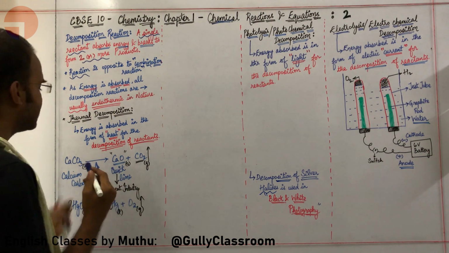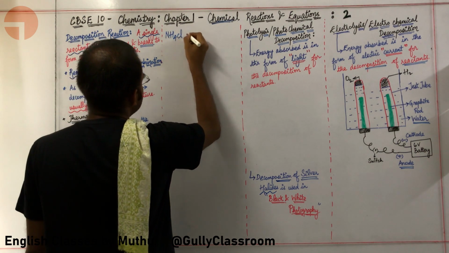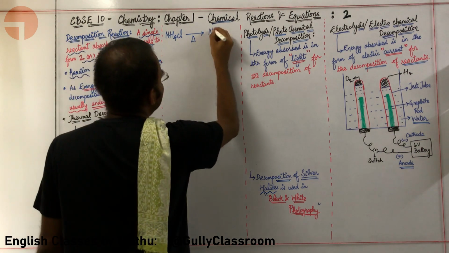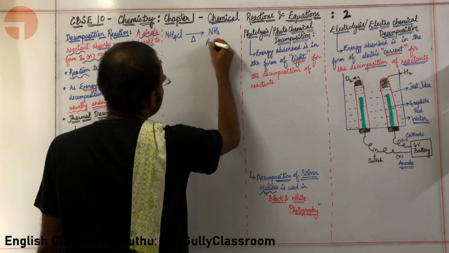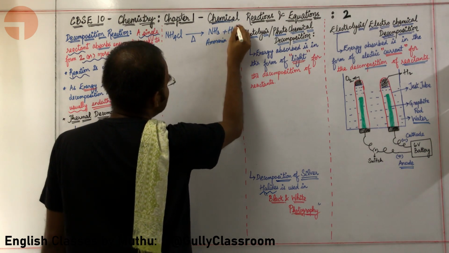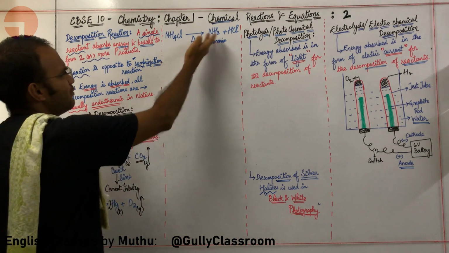Okay, let us write another good example for decomposition reaction. NH4Cl, what are you doing? You are actually giving it heat. You get NH3, which stands for ammonia, plus HCl. HCl means hydrochloric acid. This is a self-balanced equation.